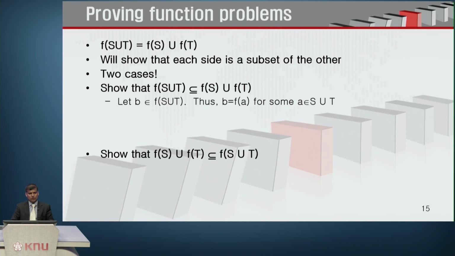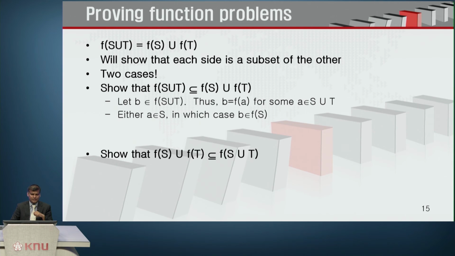Let us talk about this. Let B be an element of f of S union T, thus B equals f of A for some A that is an element of S union T. So you have B as an element of the image of the union, and B is f of A, and you know that A is an element of S union T.